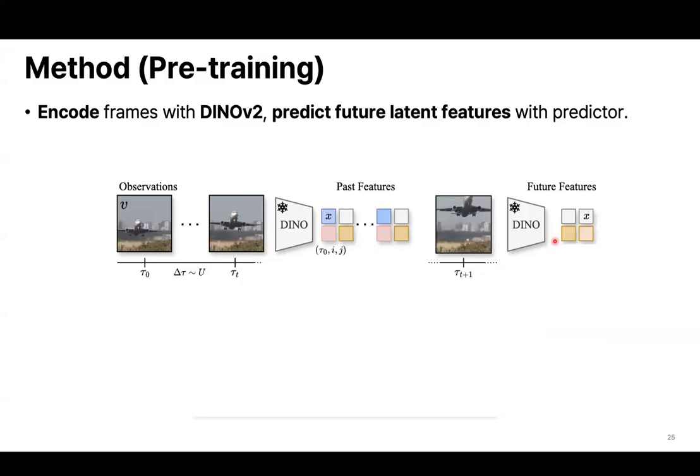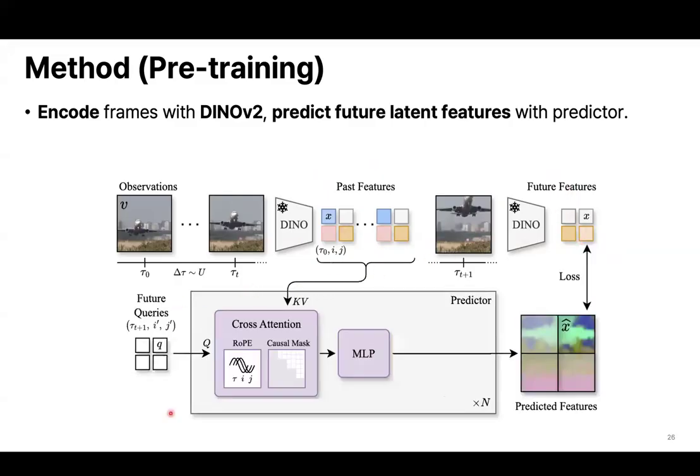Okay, here's the method. Pre-training in DINO-World can be divided into two steps. First, past and future video frames are encoded with a frozen DINOv2 model to obtain strong visual features. Second, the predictor network, which is just cross-attention blocks, learns to take past features as input and predict the latent features of future frames. The training objective is to minimize the difference between predicted and actual features, all in the latent space.